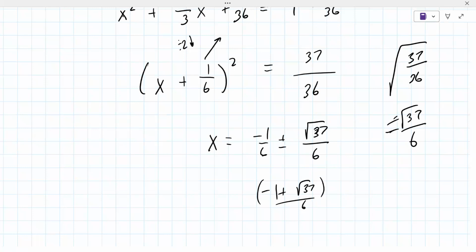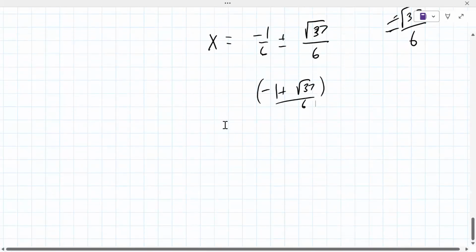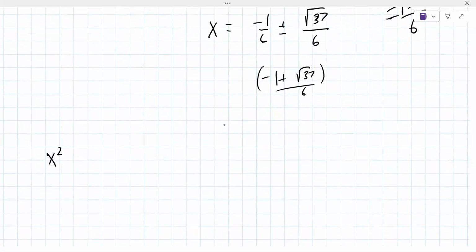I didn't give you a great problem. Let me give you a slightly better one to work on: x squared minus 1/5 x equals 1/10. This one does work out nicely, I believe. At least, I think it does.